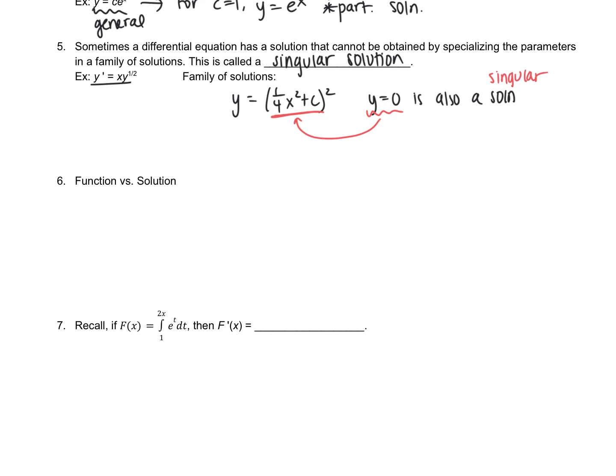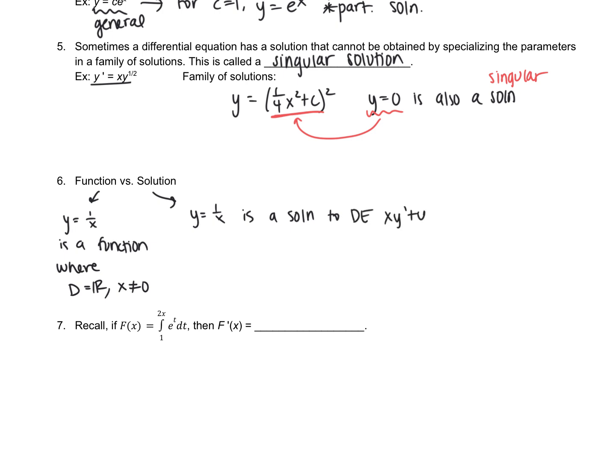Two remarks remaining. The next one is the difference between a function and a solution. If we are looking at y equals 1 over x, we say that this is a function where our domain is all real numbers except x cannot be 0. Now, we can also refer to y equals 1 over x as a solution. This y equals 1 over x is a solution to the differential equation, for example, x y prime plus y is equal to 0, and that is a solution on any interval not containing 0.